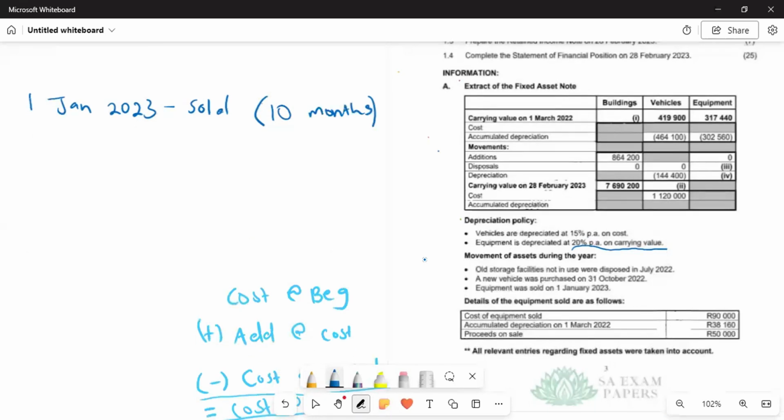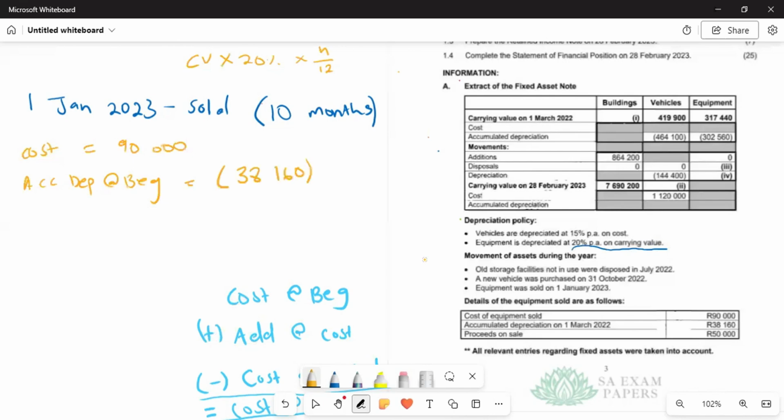Now, let's see what information I get with regards to the sold equipment. Details of the sold equipment are as follows. They give me the cost. Remember, I need to use the carrying value method, whereby I take my carrying value, multiply it by my depreciation rate, which is 20%, and the number of months in which my fixed asset was present in the company. In this case, I've already identified that as 10 months. The cost of this equipment sold is 90,000. And accumulated depreciation on 1 March 2022, which was at the beginning of the year, is given as 38,160.